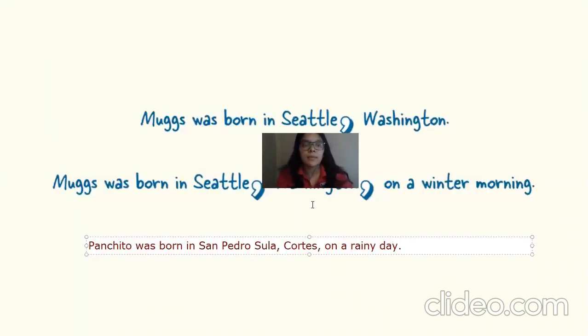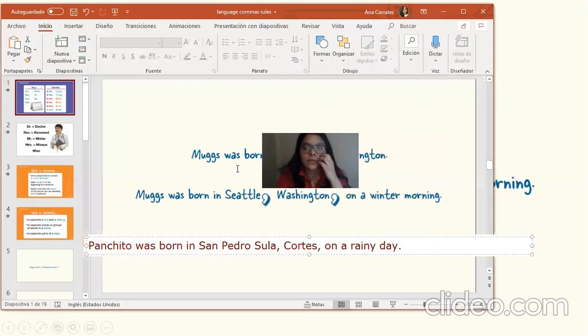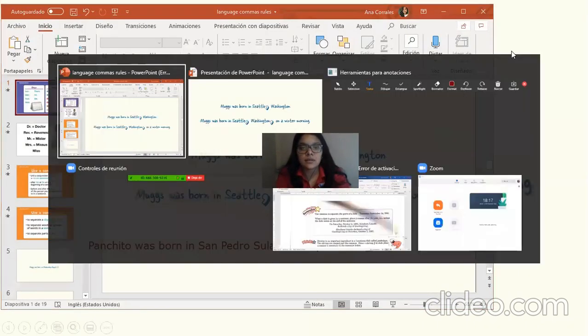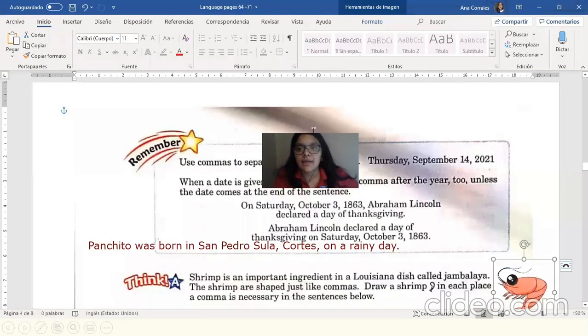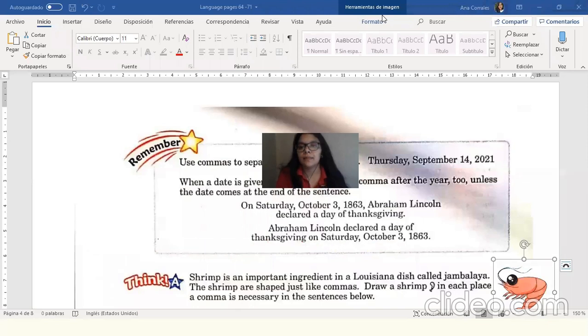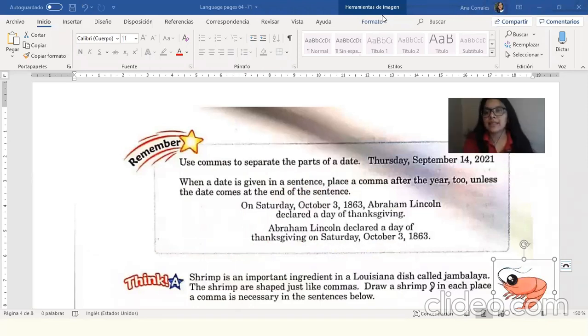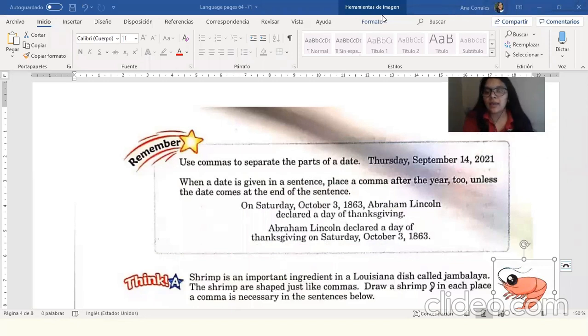Now, go to your book. What's this? This is not the book. Yes, I have the book here. Go to your book at page 67. Okay? Are you on page 67? Yes? Okay, go to exercise A.